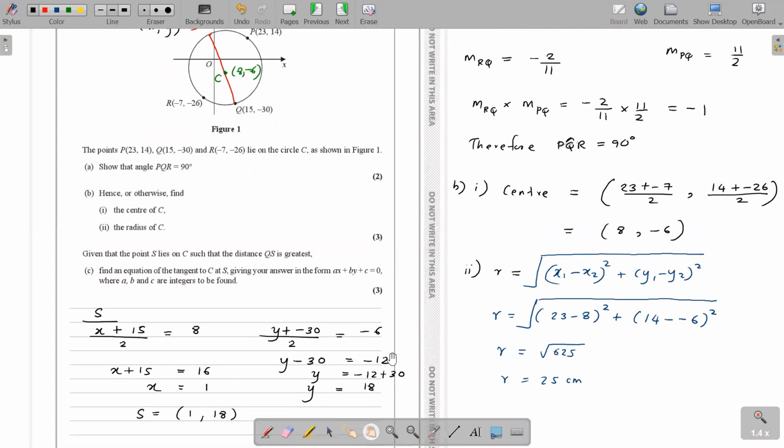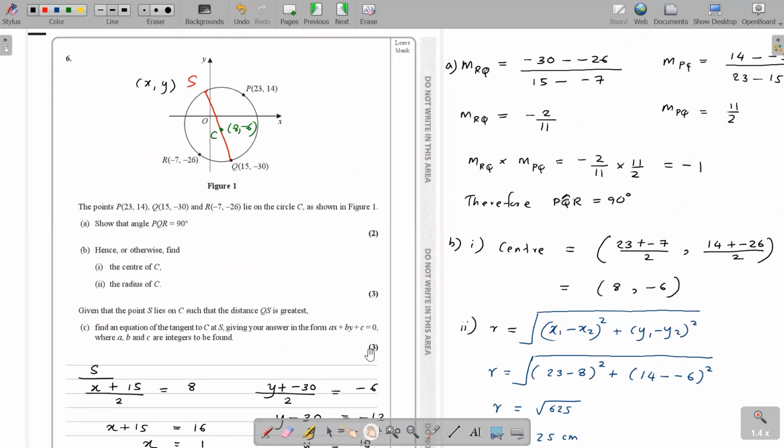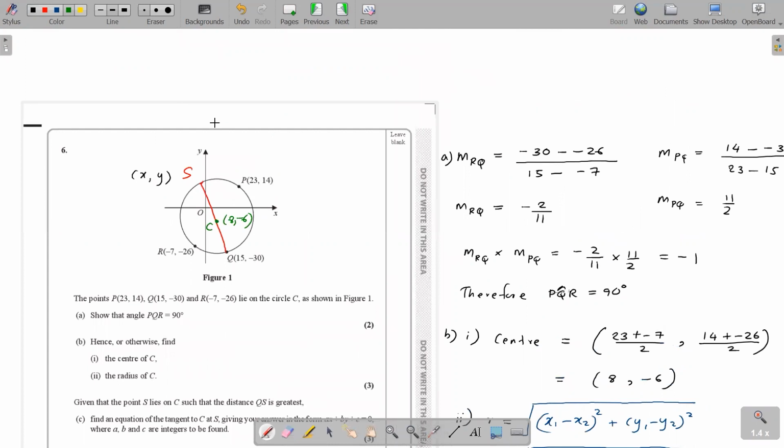Okay, so now what do we need to do? They are asking you to find an equation of the tangent to the circle at S, giving your answer in the form ax plus by plus c equals 0. So they want you to find the tangent to the circle at the point S.